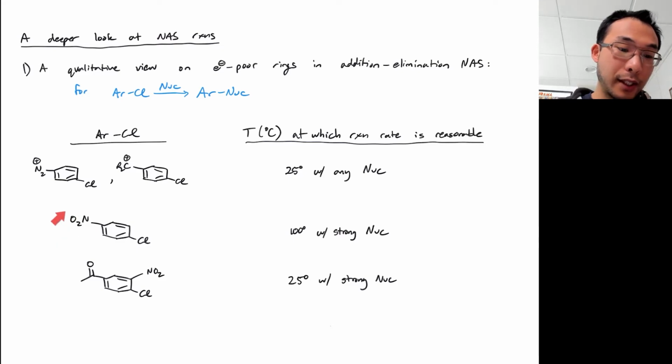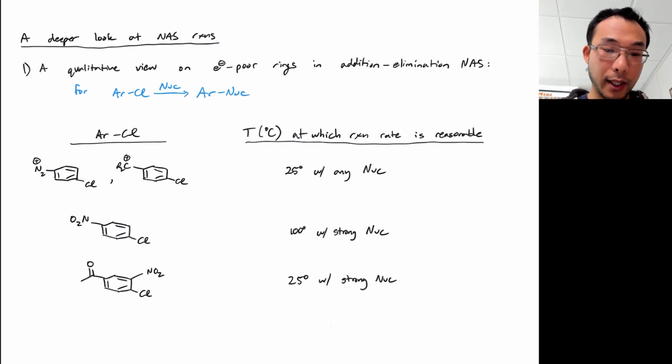If we only have the nitro group on there, so that's the strong electron withdrawing group, but only one of them, then usually you will need to apply a little bit of heat to get that reaction to happen at a reasonable rate. And so the benchmark is this will happen around 100 degrees or so.